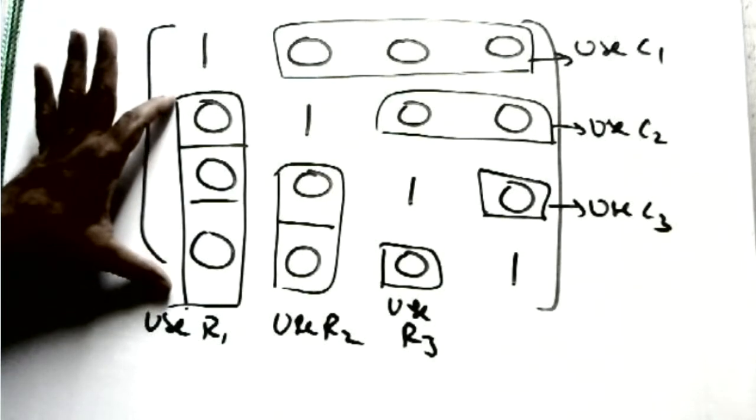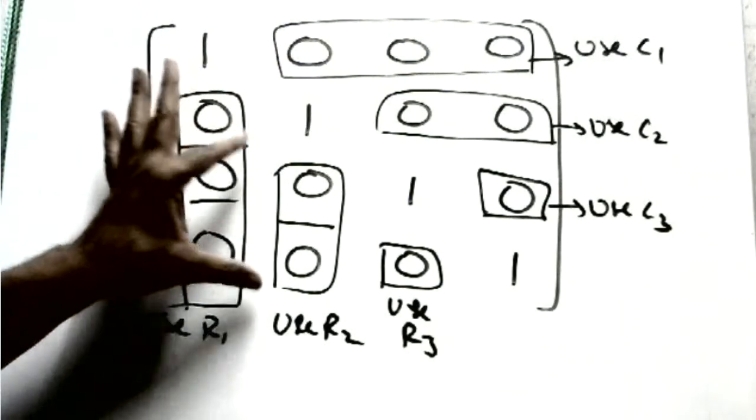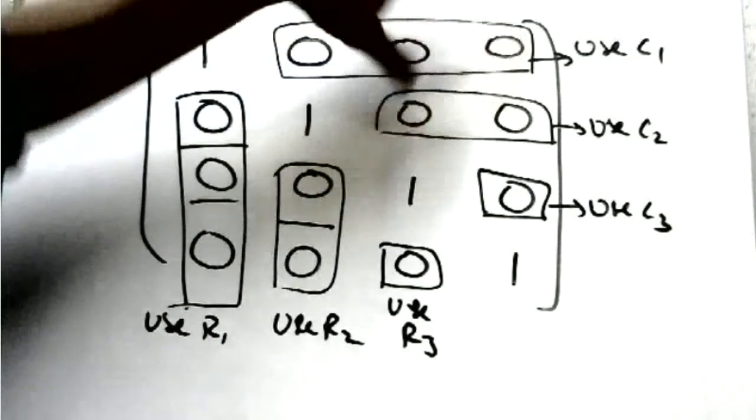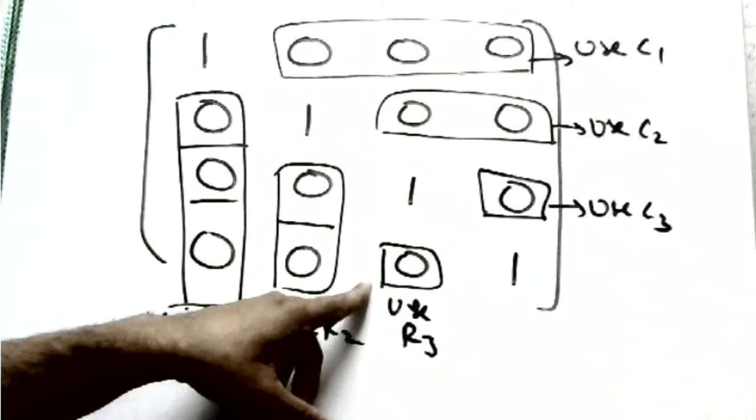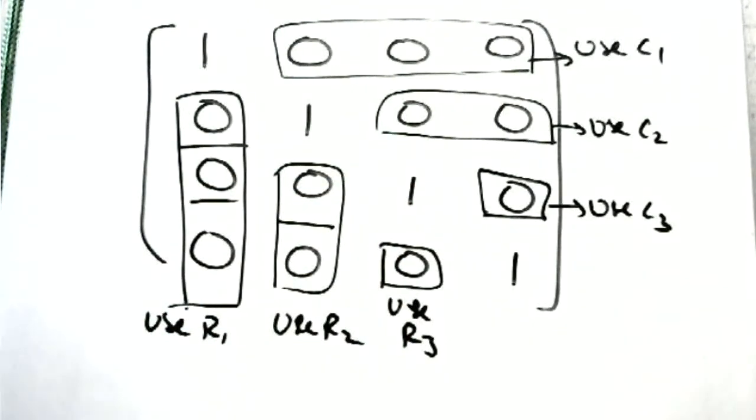Once more I remind you of this. First step, make these 3 zeros using R1. Then these 3 zeros using C1. Then these 2 zeros using R2. And these 2 zeros using C2. And this 0 using R3. And this 0 using C3.